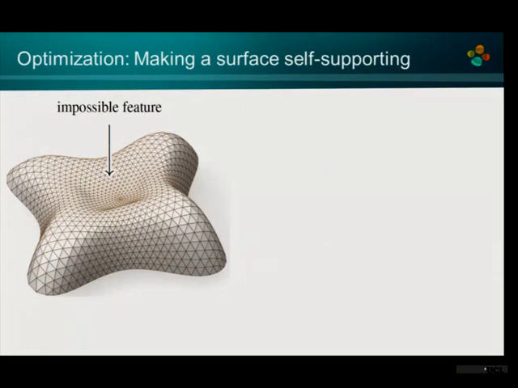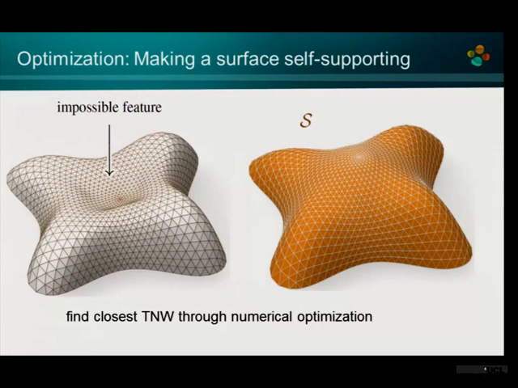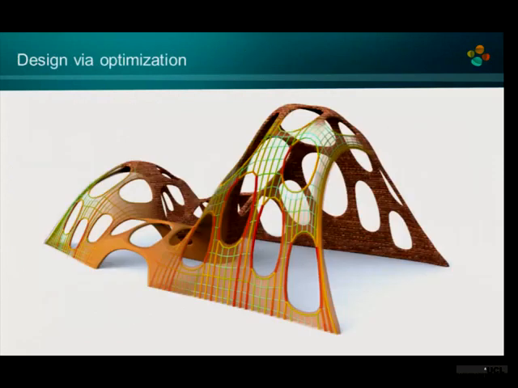So can we do the following? This is a surface which obviously is not self-supporting because it has this part and it will always fall down. Yeah? It cannot be supported. Can we minimally change it? Of course, we would have to lift it up so that the structure is self-supporting. And it turns out this is actually a relatively simple optimization problem. We have to make sure that our mesh becomes a thrust network.